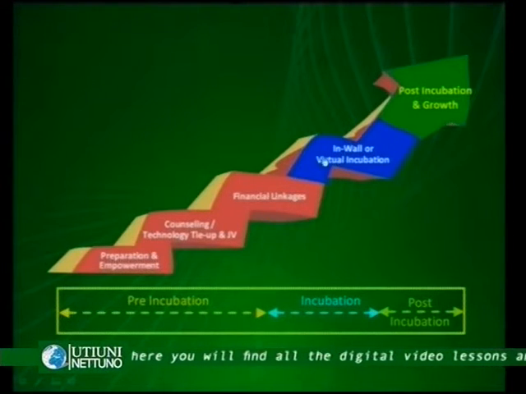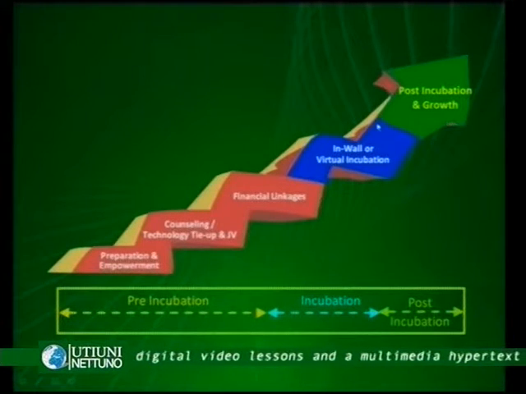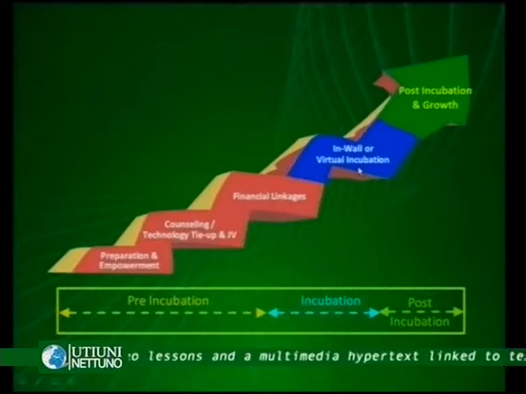Here, in the blue step, we have the incubation phase. And in the incubation, we have 2 setups: in-wall incubation or out-wall incubation. The services are the same. In the in-wall, we only add what we call the physical incubation, where we provide a space or a place for the entrepreneur to start their business. In the virtual incubation, the entrepreneur could be anywhere, but we still provide them with the same support services, from marketing, development of joint ventures, better market access, quality management, networking, and so on. But in the virtual incubation, they could be anywhere.